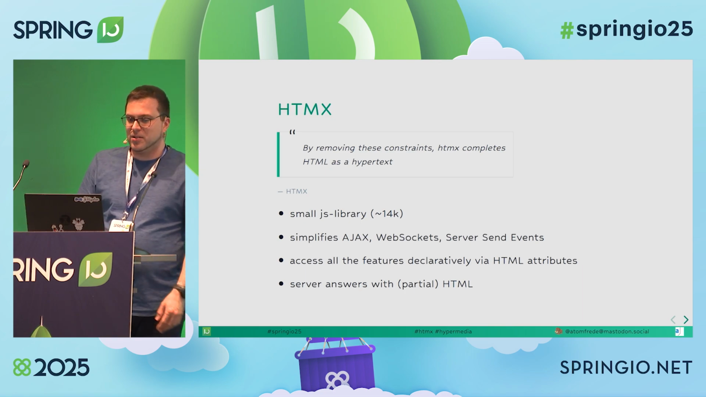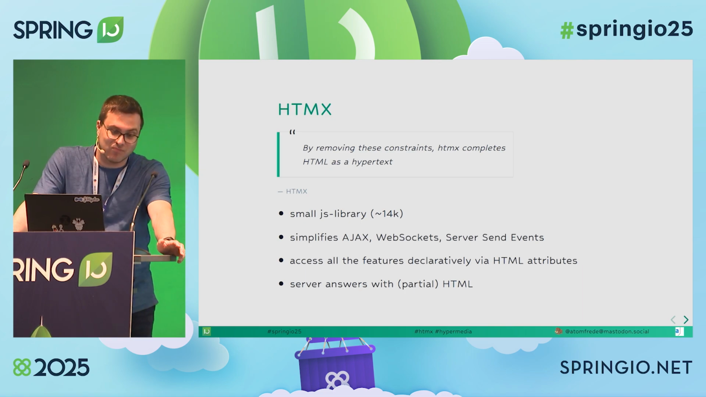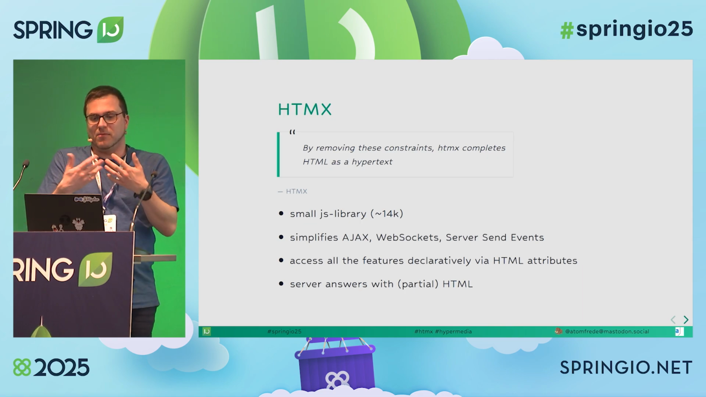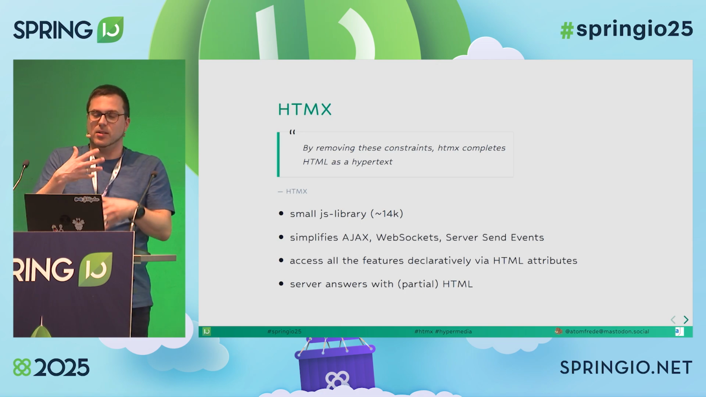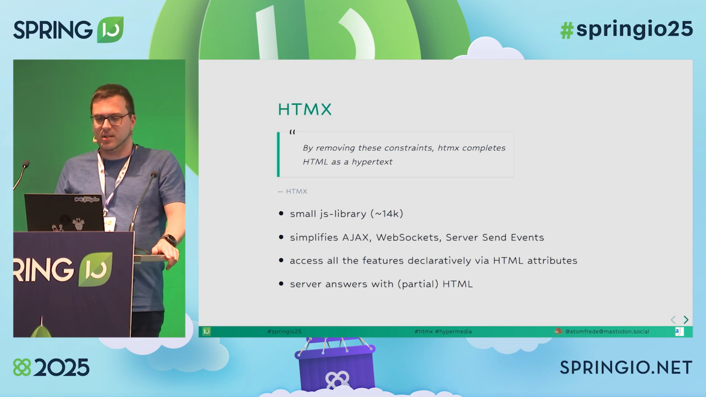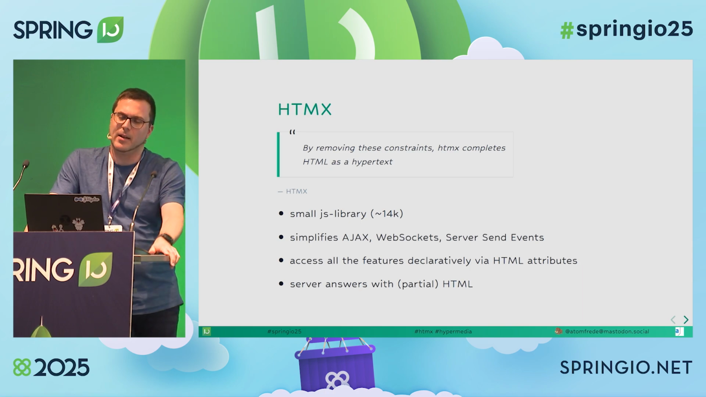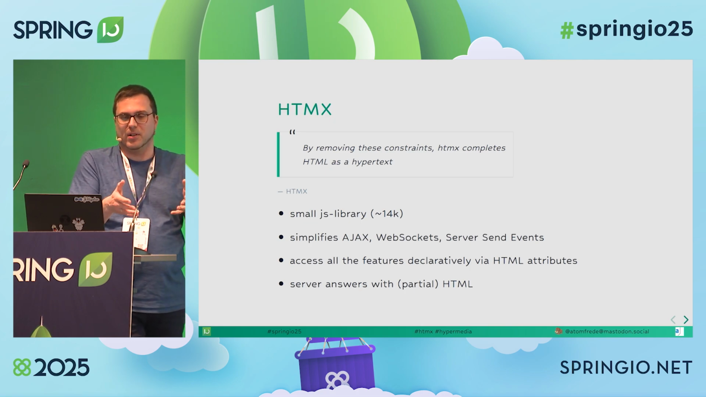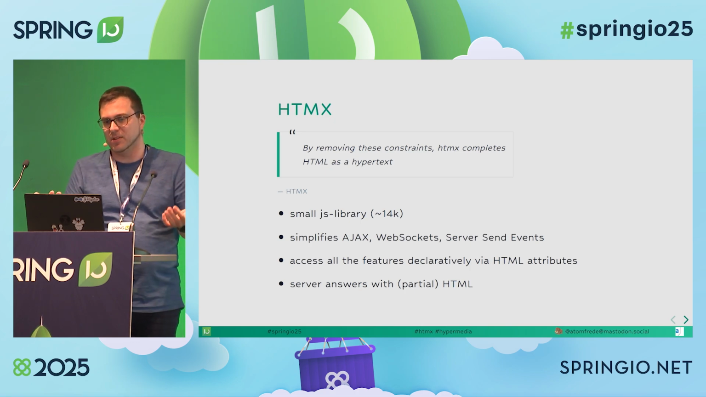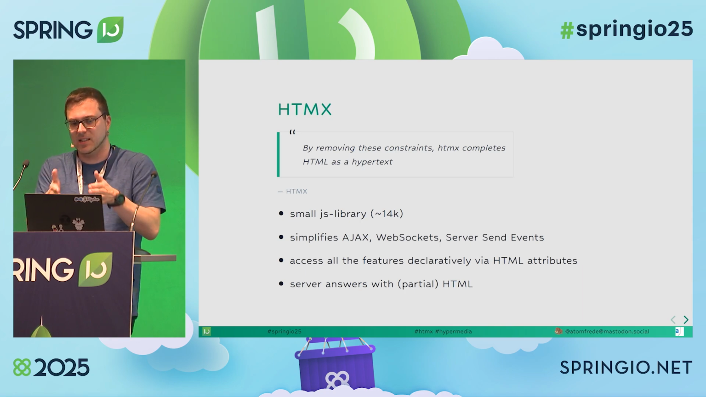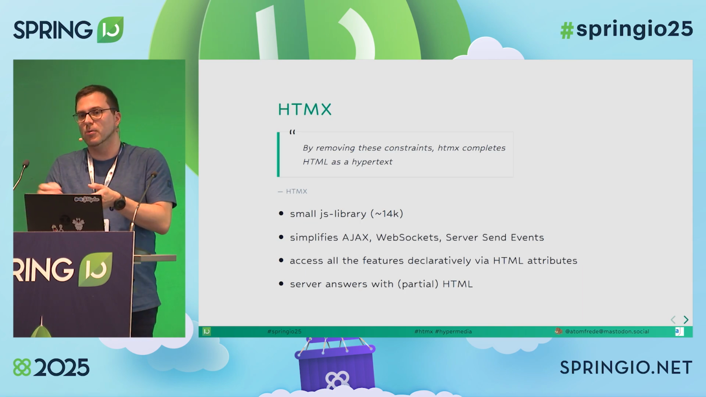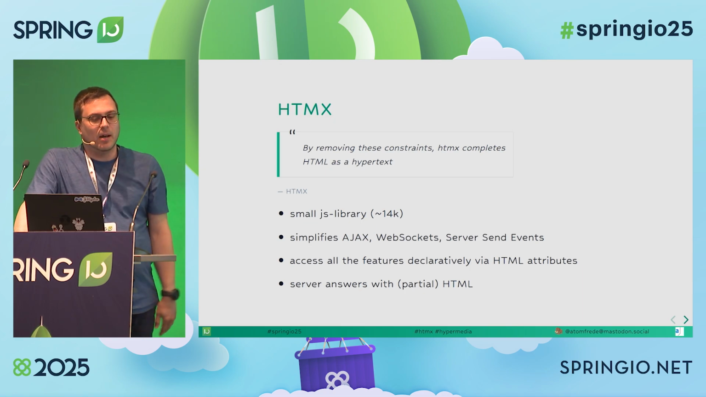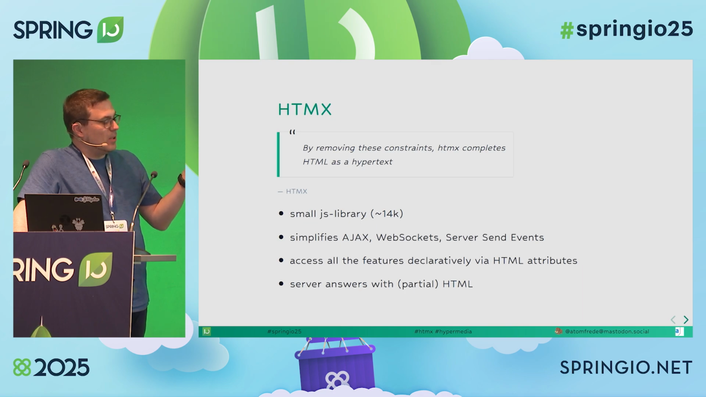From a technical point of view, it's just a small JavaScript library, I think about 14K, and it simplifies AJAX, WebSocket, servers and events, and you can access all these features declaratively with HTML attributes. So it really fits the philosophy of HTML, where you just define, for example, the form tag, and you really see what happens with the form, or happens with an anchor tag, right? You see directly when clicking this anchor tag or this link, you will end up somewhere else. It's not hidden in some JavaScript controller or somewhere else. And the server answers with partial HTML.